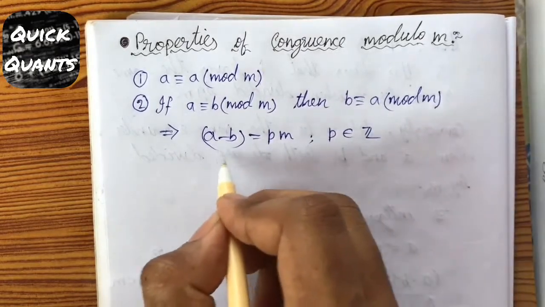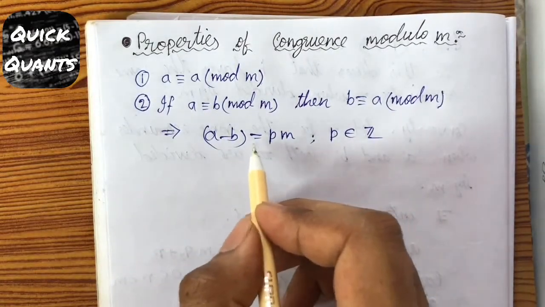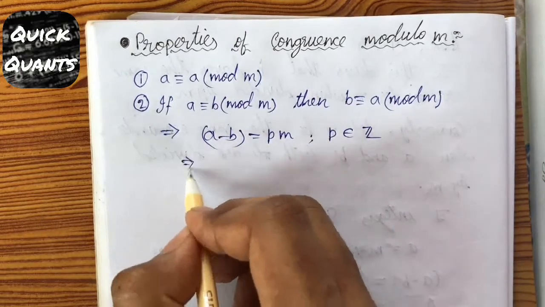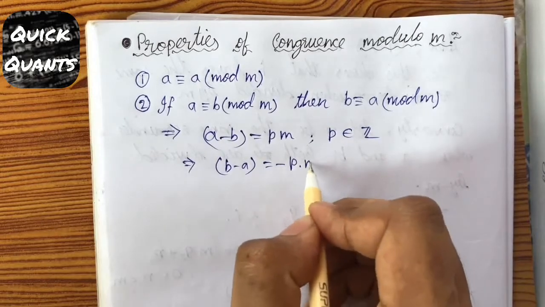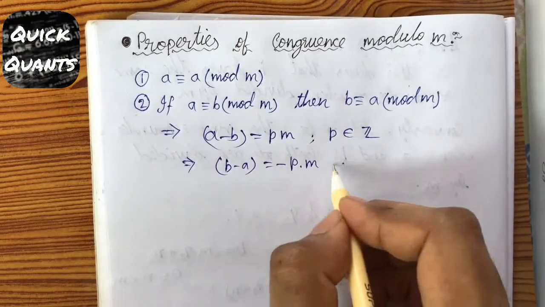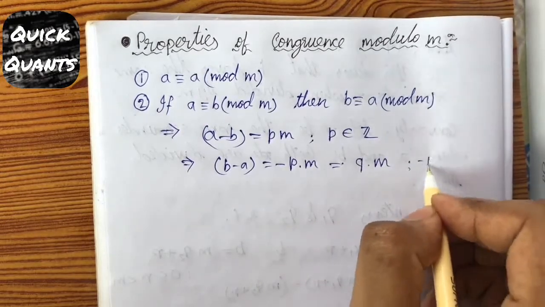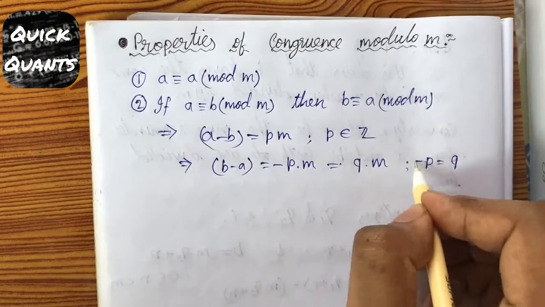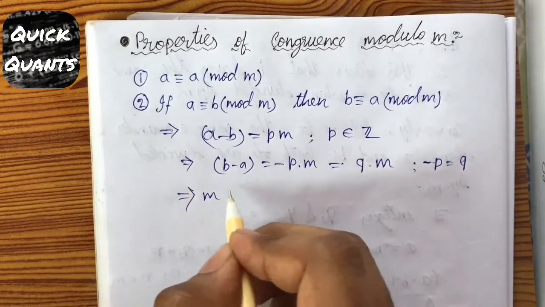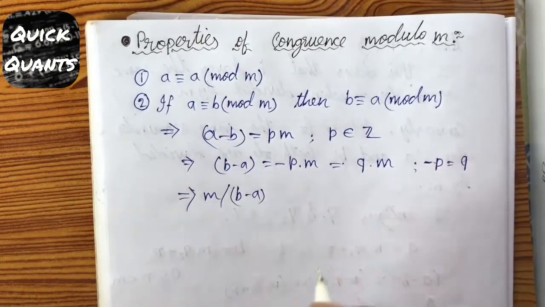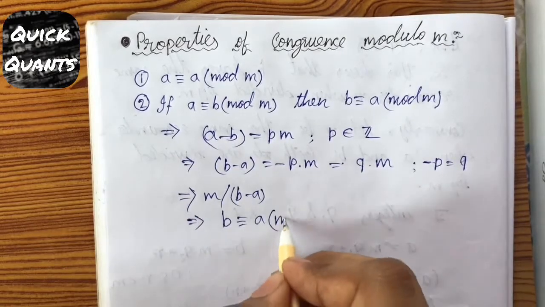P is an integer, and if we multiply both sides by minus 1, then we will get B minus A equals minus P into M. And if we write minus P as Q, then it is Q into M, where minus P equals Q. So you can say that M also divides B minus A, so B is also congruent to A mod M.